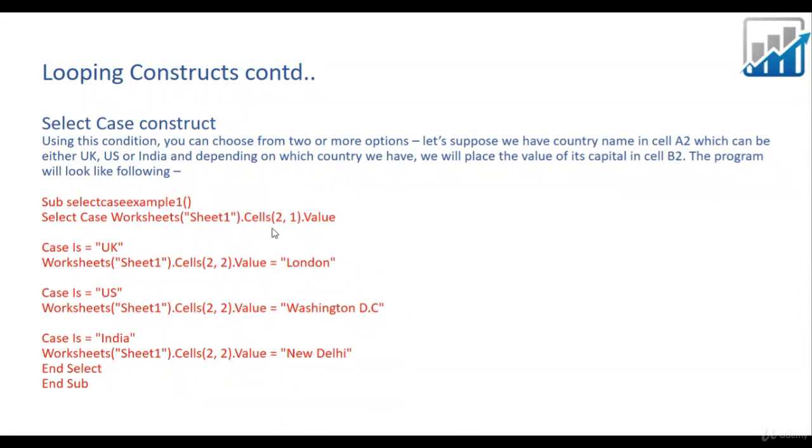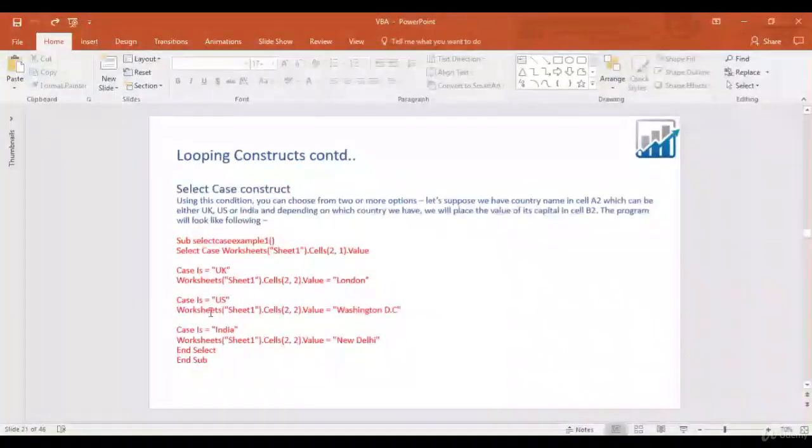So basically the value for cell A2 is being checked. If this value is UK, then for B2 it will be London. If this value of A2 is US, then it will be Washington DC. If it is India, then it will be New Delhi. So you can check numerous conditions rather than just checking one condition, as was the case with if then or if then else. We can see how this works.